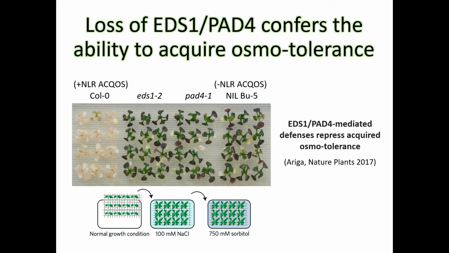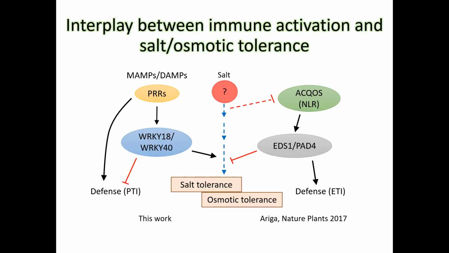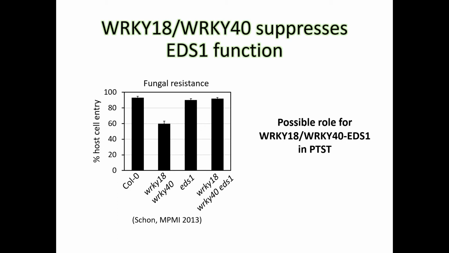So to make this easier to understand, so far, I hope I've convinced you that PRR defense activation induces salt tolerance. However, in our previous study, we showed that EDS1-mediated defense inactivation confers osmotic tolerance. So how do we explain the apparent discrepancies between these two defense-mediated osmotic or salt tolerance? We hypothesize that WRKY18/40 may be the possible link.